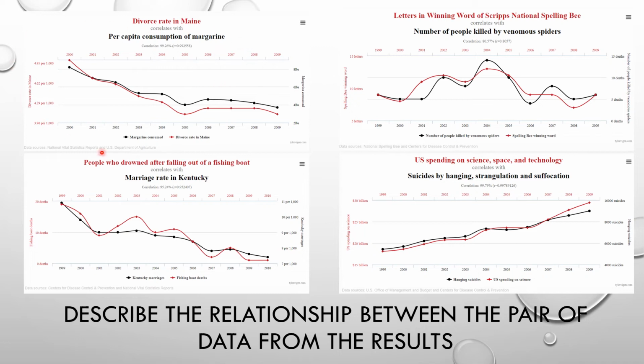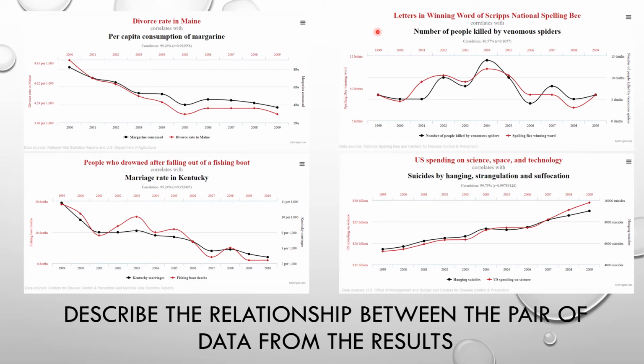So if you look at it here, divorce rate in Maine, which is a state in North America, is very well correlated with the per capita consumption of margarine. That means how much margarine on average a person is consuming. Look at the correlation. R is 0.99. Very well correlated, but it doesn't mean anything. Okay? Or people who drown after falling from a fishing boat is very well correlated with the marriage rate in Kentucky, which is another state in North America. Okay? It's 0.95.